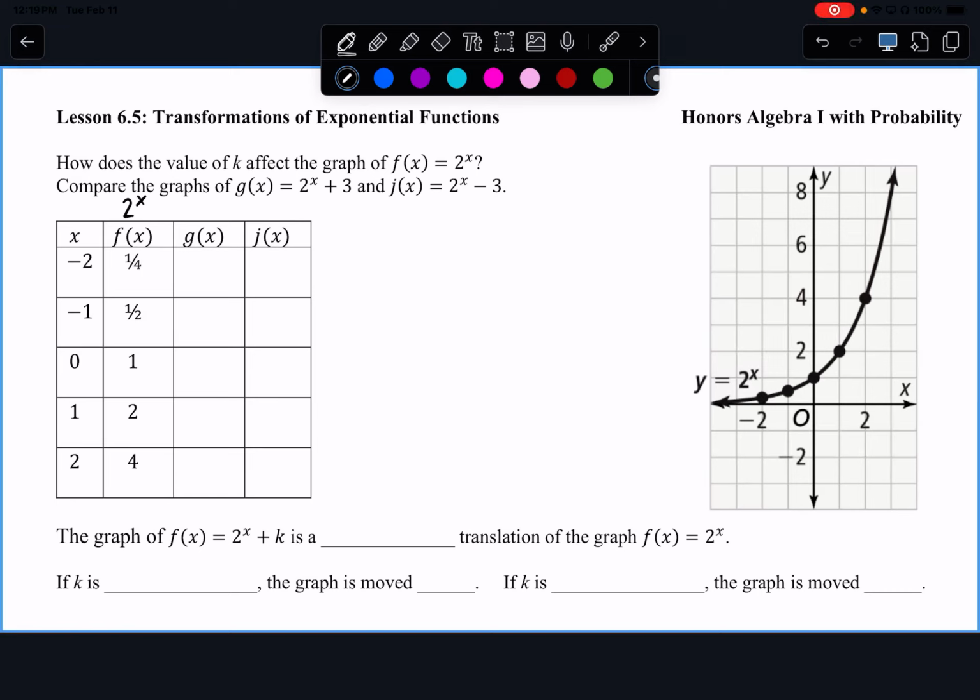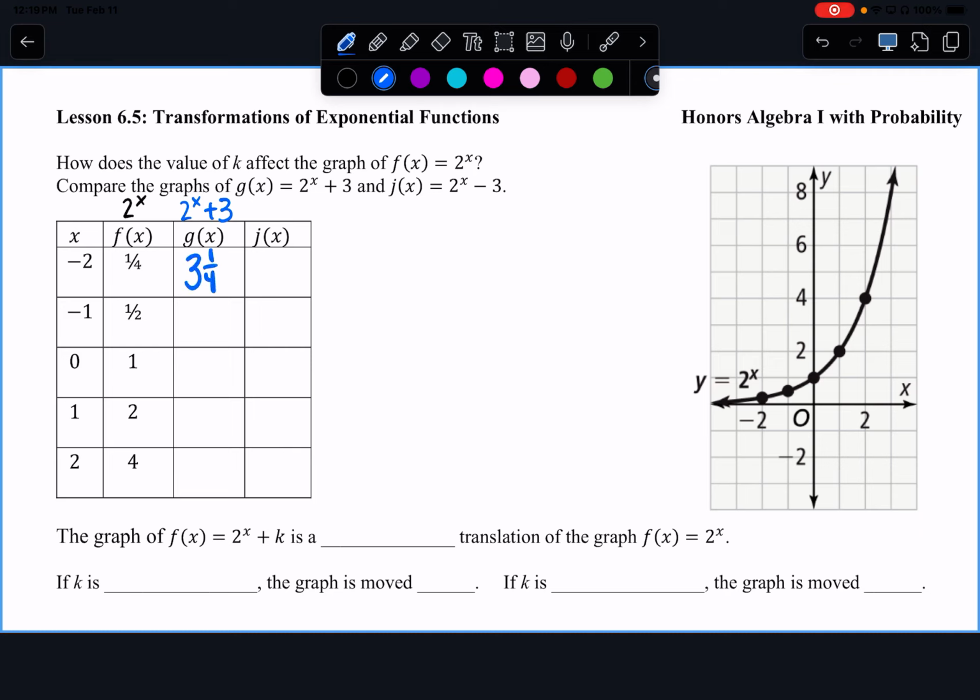It already gives us that part right there, okay? So the other two functions it asks us to look at is the function it gives us plus or minus 3. So all we're going to have to do in order to find g of x, which is the function 2 to the x plus 3, is take our value for 2 to the x and do what to it? Add 3. So what is 3 plus 1/4?